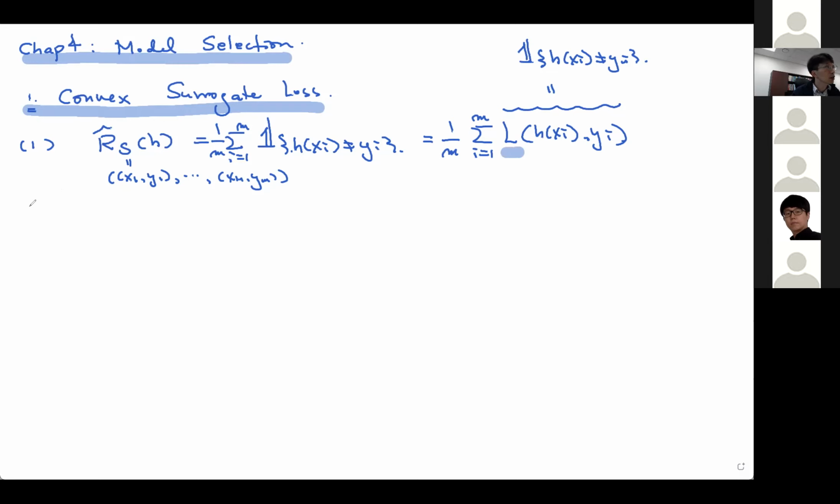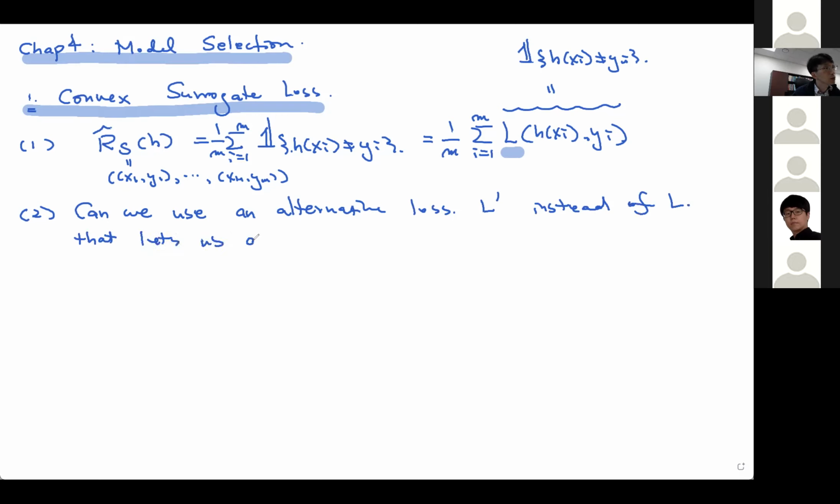So that brings us to the following question: can we somehow use an alternative loss, maybe L prime instead of L, that lets us avoid this computational difficulty? And in fact, the real-world machine learning algorithms that you encounter, those algorithms minimize L prime instead of L, for the reasons that I'm just explaining to you, because of the computational reason.